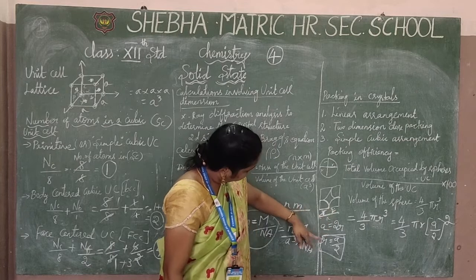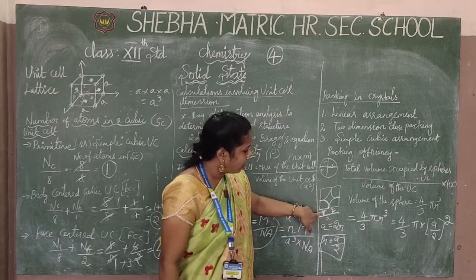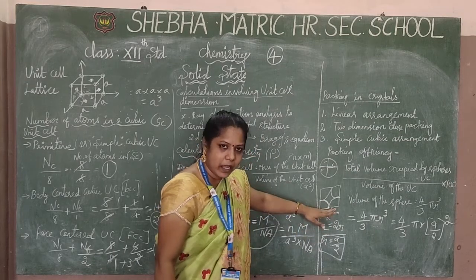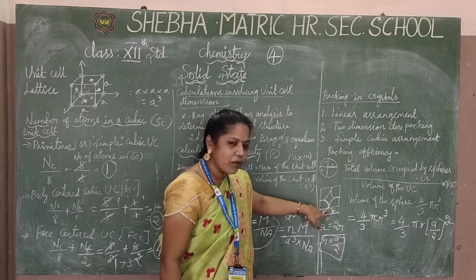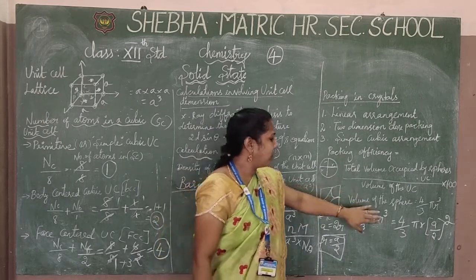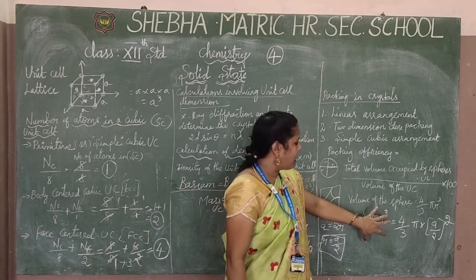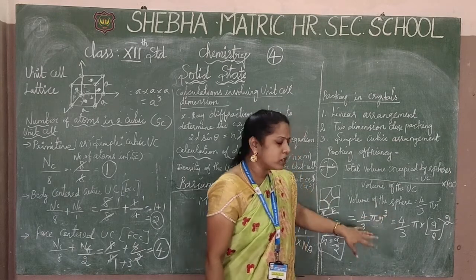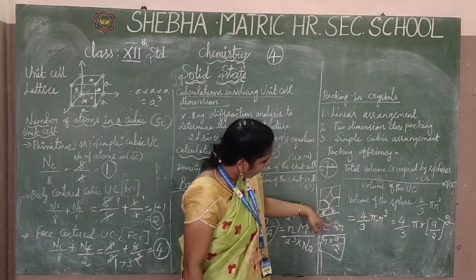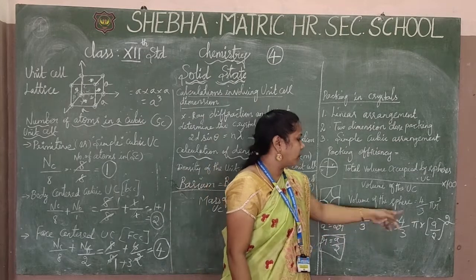Again I will repeat. You have to find the radius from the length. The length is a, and a means 2 times r. Are you clear? And then this is the common formula, so don't get confused. I have the r value, you have to substitute it. That's it.